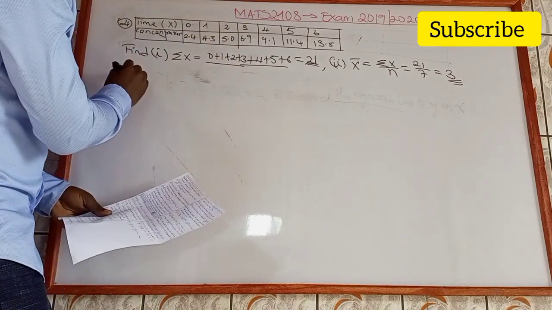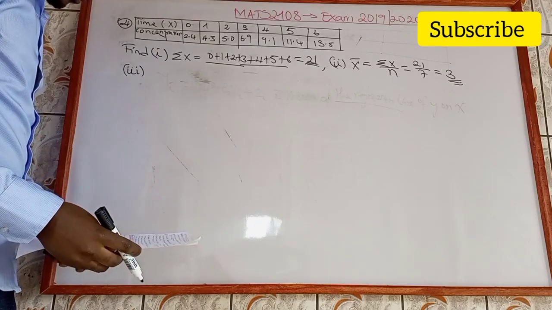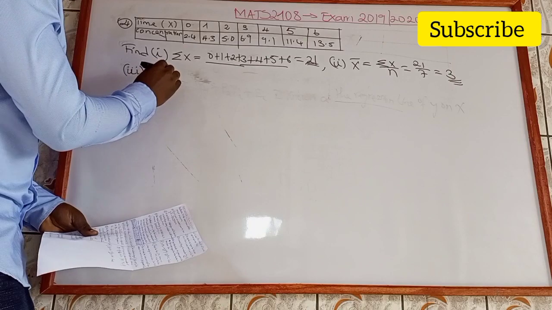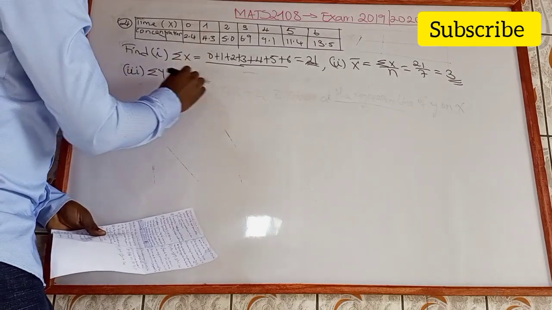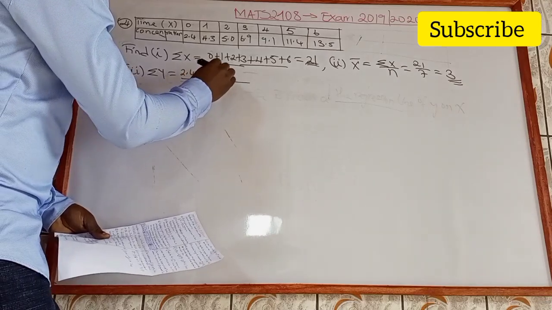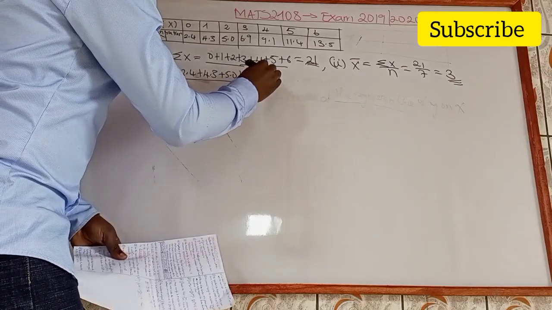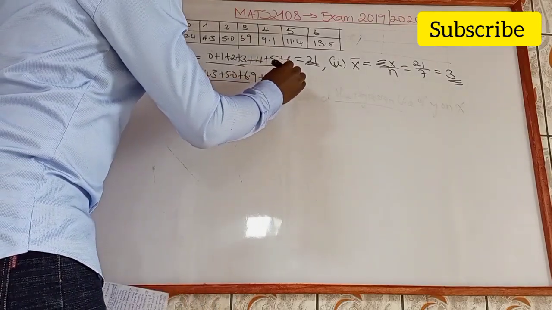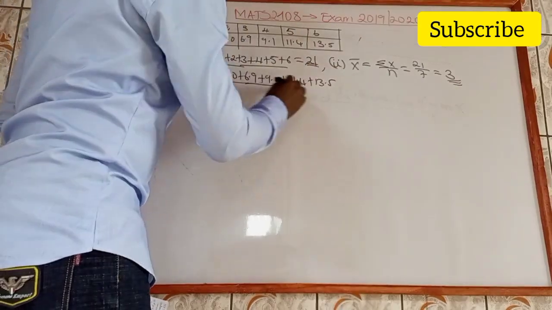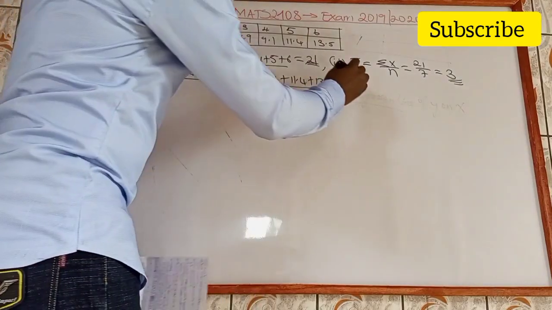Roman 3 says the sum of y. So again, we add all of this. We have 2.4 plus 4.3 plus 5.0 plus 6.9 plus 9.1 plus 11.4 plus 13.5. Adding all of this gives us 52.6.